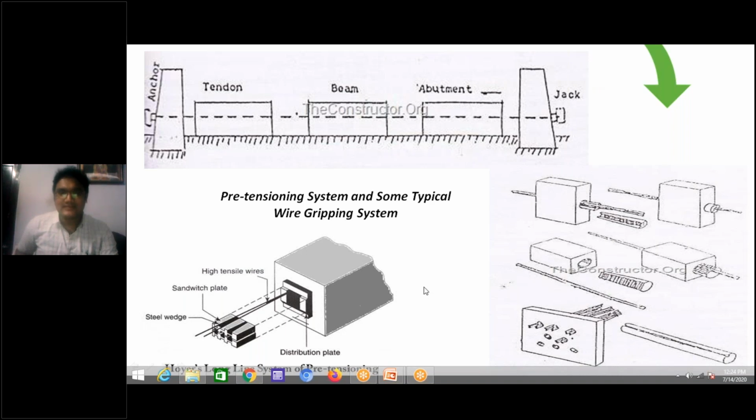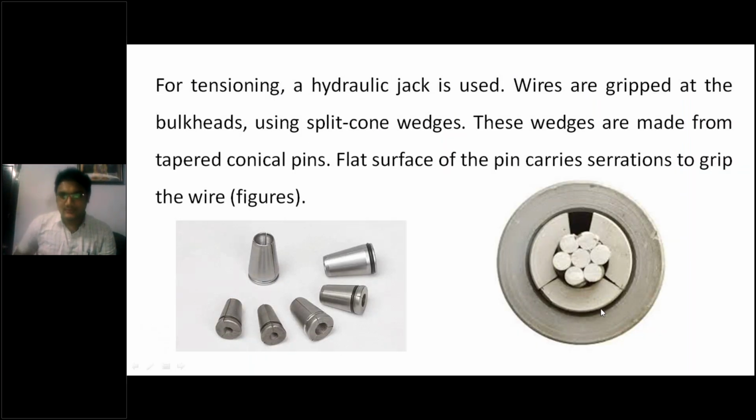So this is exactly the Hoyer system, which is adaptable for doing pre-tensioning of the member. Now let me go with a few more points in the pre-tensioning system. For doing tensioning, we are using some kind of hydraulic jack, isn't it? In the Hoyer system, we use a hydraulic jack for tensioning, and the wires are gripped at the bulkheads using split cone wedges.